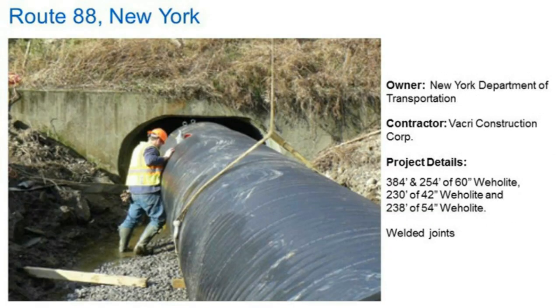And here we have Route 88 in New York, Department of Transportation. These are a couple different liner sites. They had 384 feet and 254 feet of 60-inch, 230 feet of 42, and 238 feet of 54. This had welded joints as well. They completed 254 feet of 60-inch pipe in a day and a half. So pretty impressive to be able to rehabilitate that culvert in a day and a half.